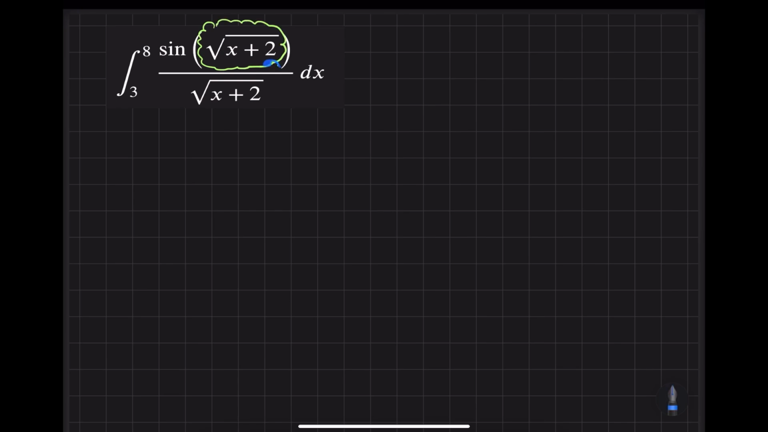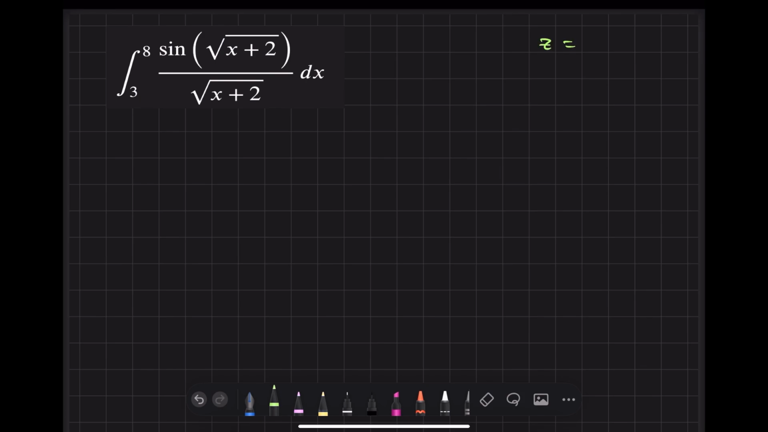Okay, so what I will do, we will take that thing as z. Suppose, so it is root over x plus 2. Correct?